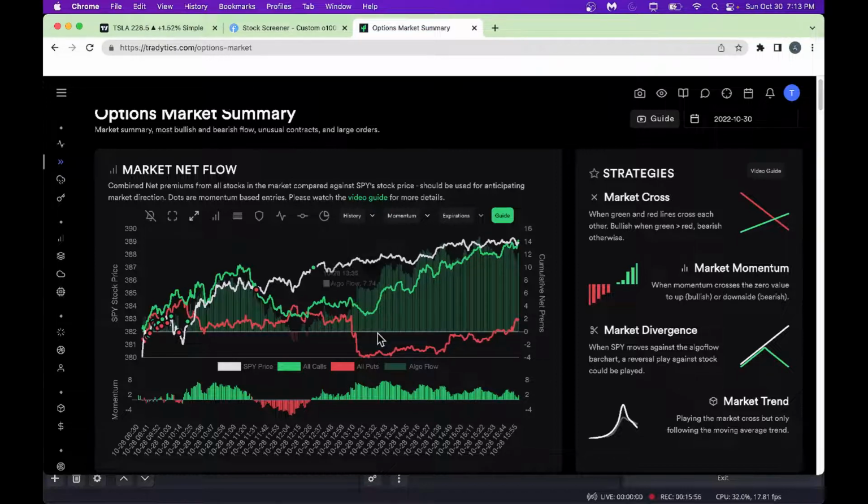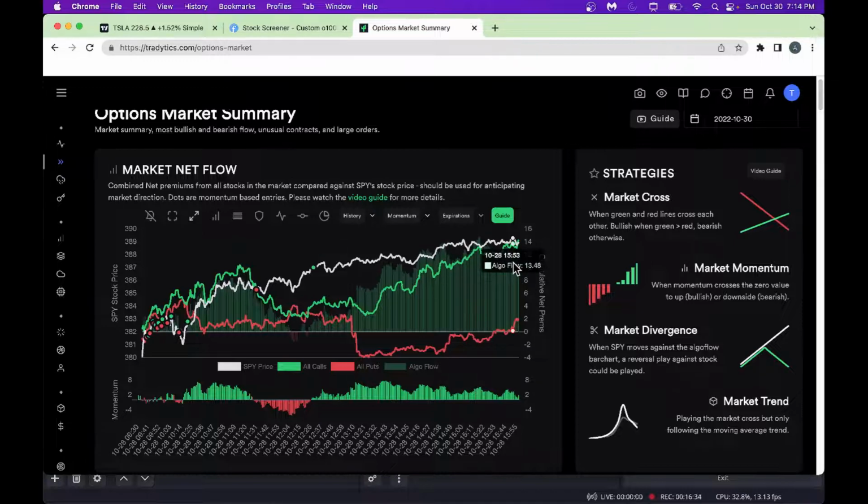The Algo flow is really this bar, the green bars, as you can see here. It basically nets out and looks at the bullishness and bearishness. It's the net of the calls and puts, and they also look at the bearish and bullish properly. For example, if somebody sells a put at the bid, that could be bullish. So they take into consideration whether the put is bullish or bearish, and whether the call is bullish or bearish. They look at that and factor it into this Algo flow. That's a very good thing here.